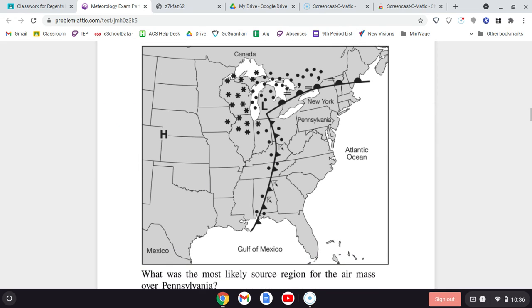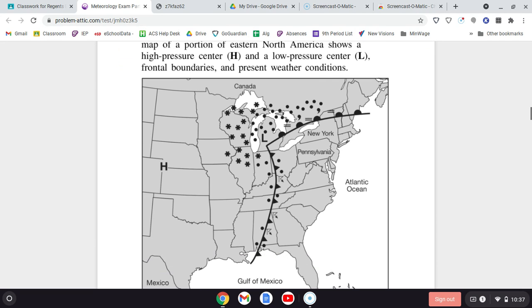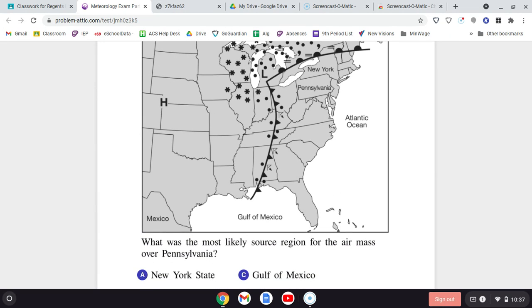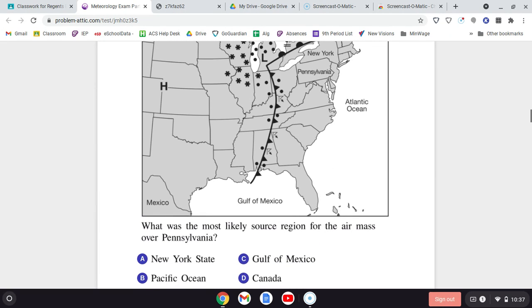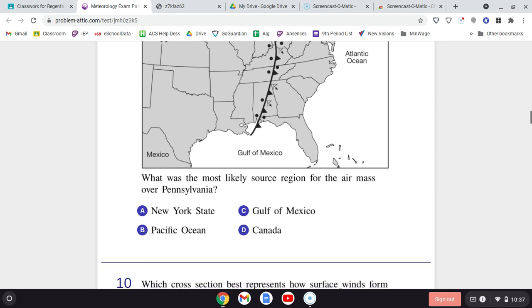Good? Okay. Let's see. It says the map of a portion of eastern North America shows a high pressure center, the H, and a low pressure center, an L. Frontal boundaries in the present weather conditions. What was the most likely source region for the air mass over Pennsylvania? New York State, the Pacific Ocean, Gulf of Mexico, or Canada. Let's get rid of B and C. So it's either A or D.